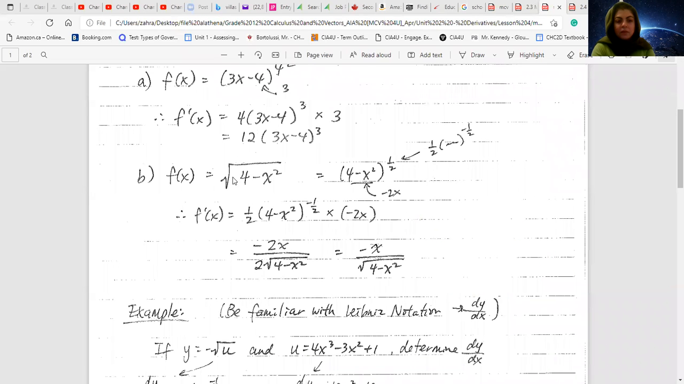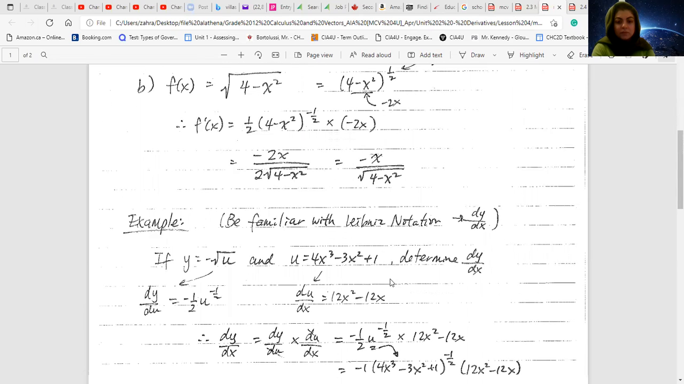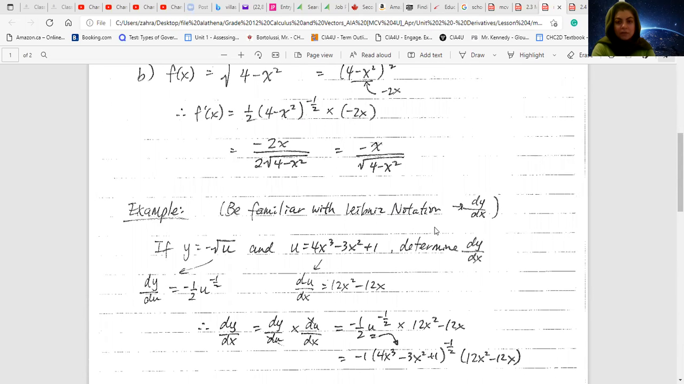Same thing is happening here, and we have a square root of 4 minus x squared. Instead of a square root, we put the power 1 over 2. Then we say power in front, power minus 1. 1 over 2 minus 1 is negative 1 over 2. And then the derivative of inside: the derivative of 4 minus x squared is negative 2x. Multiply by that. Then the negative power you can bring to the denominator and the power becomes positive. You can simplify, 2 and 2 cancel, and this is what you have. Make sure that you know the other symbol of the derivative. dy over dx is another symbol of the derivative.